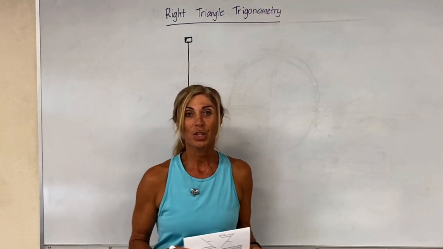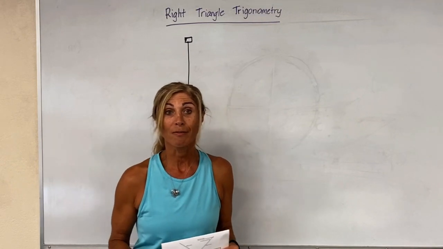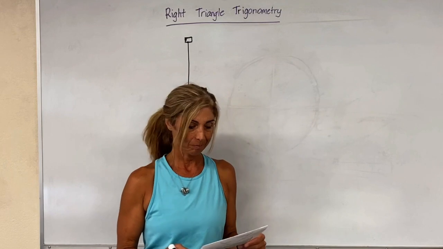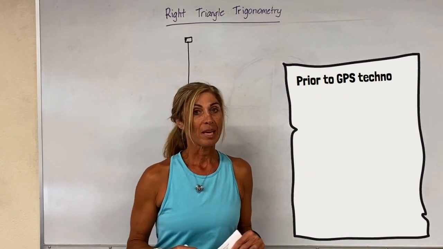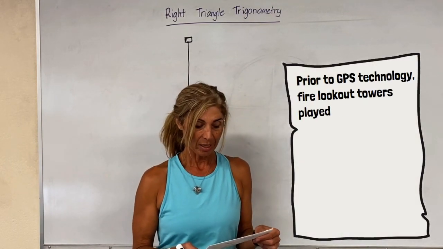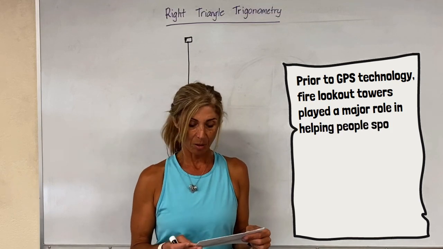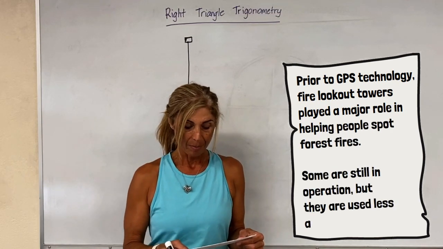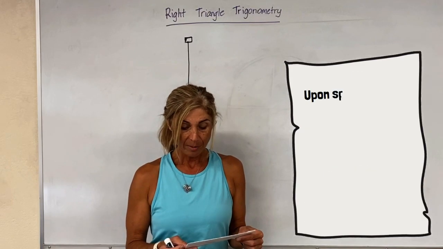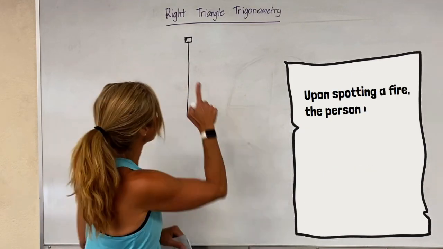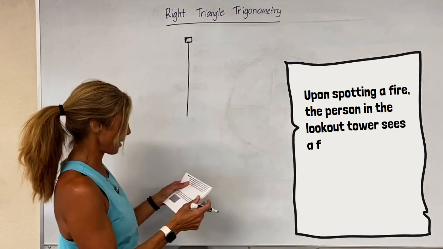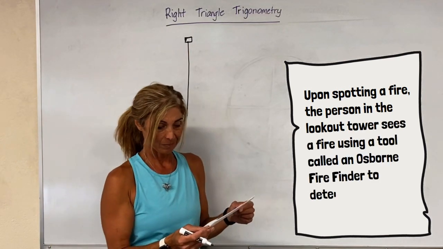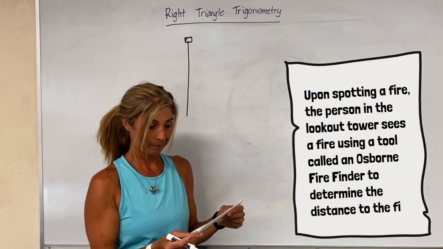Today we're going to look at a problem involving right-angled trigonometry. Here's the scenario. Prior to GPS technology, fire lookout towers played a major role in helping people spot forest fires. Some are still in operation, but they're used less than this. Upon spotting a fire, the person in the lookout tower sees a fire using a tool called an Osborne firefinder to determine the distance to the fire.